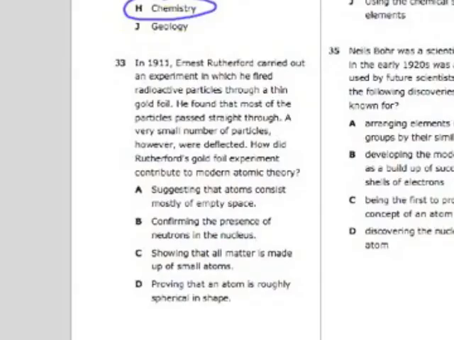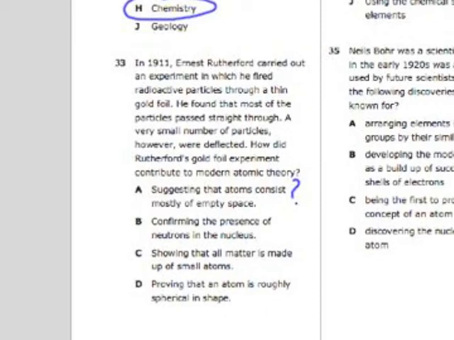In 1911, Ernest Rutherford carried out an experiment in which he fired radioactive particles through a thin gold foil. He found that most of the particles passed straight through. A very small number of particles, however, were deflected. How did Rutherford's gold foil experiment contribute to the modern atomic theory? A. It suggested that atoms consist mostly of empty space. Possibly. Maybe. It confirmed the presence of neutrons in the nucleus. That's what I got. No, obviously not. Okay. I guess I was wrong.